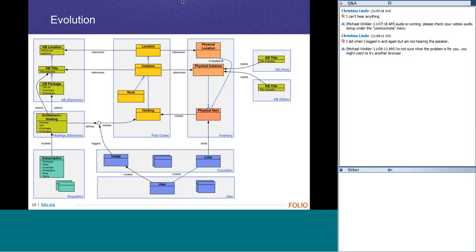Vince, I was right in saying that this has been published on the wiki now, and it'd be great if people take a look at the diagrams and the surrounding documents and share their thoughts on it, because we're keen to get feedback on these models.